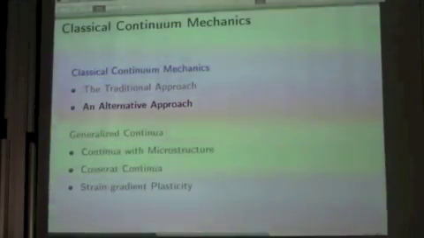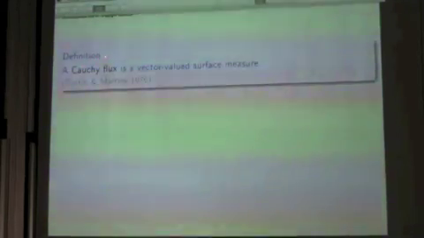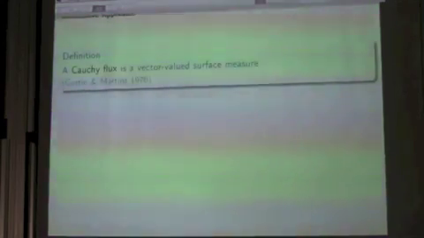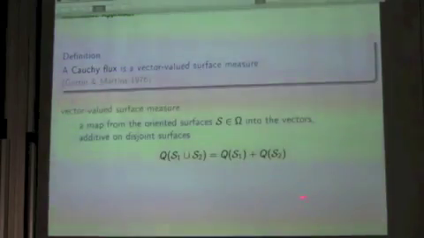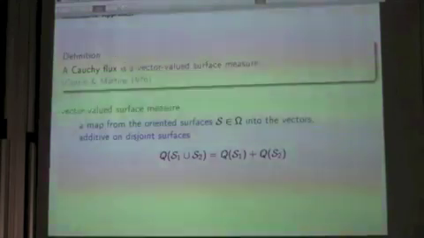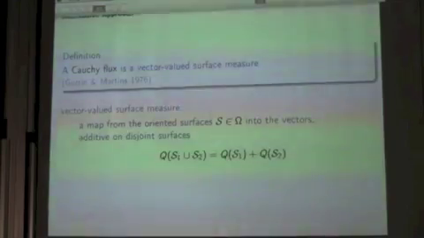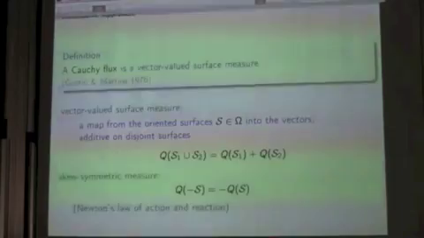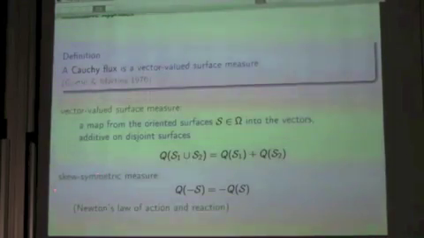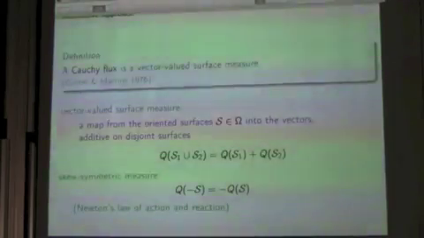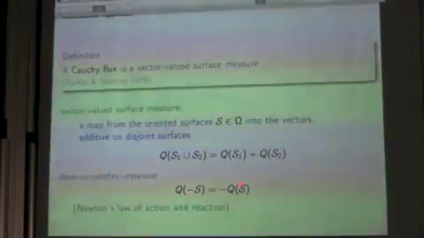So let's see which is the alternative approach I was speaking of before. We start from a definition which is pure mathematics, and this definition fundamentally appeared in a paper by Gurtin and Luis Carlos Martins in 1976. A Cauchy flux is the introduction of this entity, which is a vector-valued measure. Vector-valued measure means simply a function which with every surface element associates a vector which represents the action across this surface, which is additive on disjoint surfaces. This is a measure. And we define a measure to be skew-symmetric if we consider the surface with an orientation, and if we assume that if you change the orientation, the vector itself changes its sign.